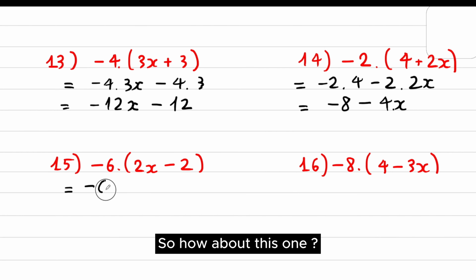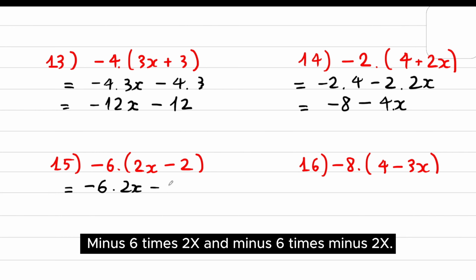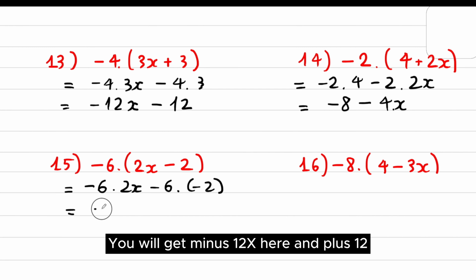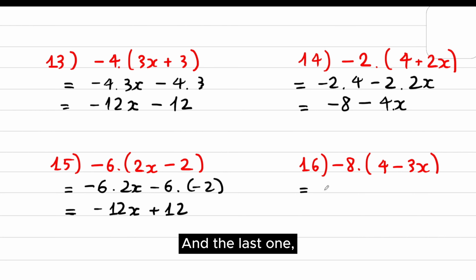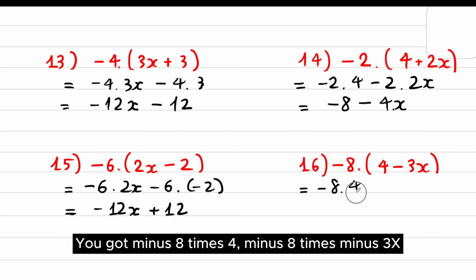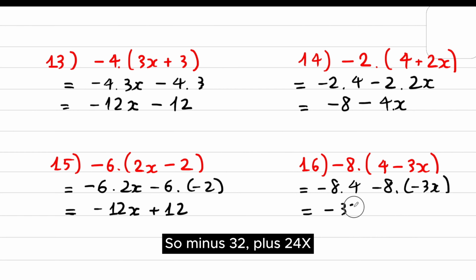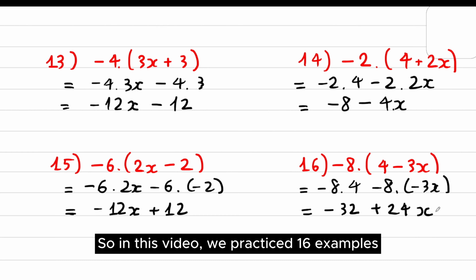Okay, so how about this one? Minus 6 times 2x and minus 6 times minus 2x. You will get minus 12x here and plus 12. And the last one you get minus 8 times 4 and minus 8 times minus 3x. So minus 32 plus 24x. Yeah. So for this video we practiced 16 examples.